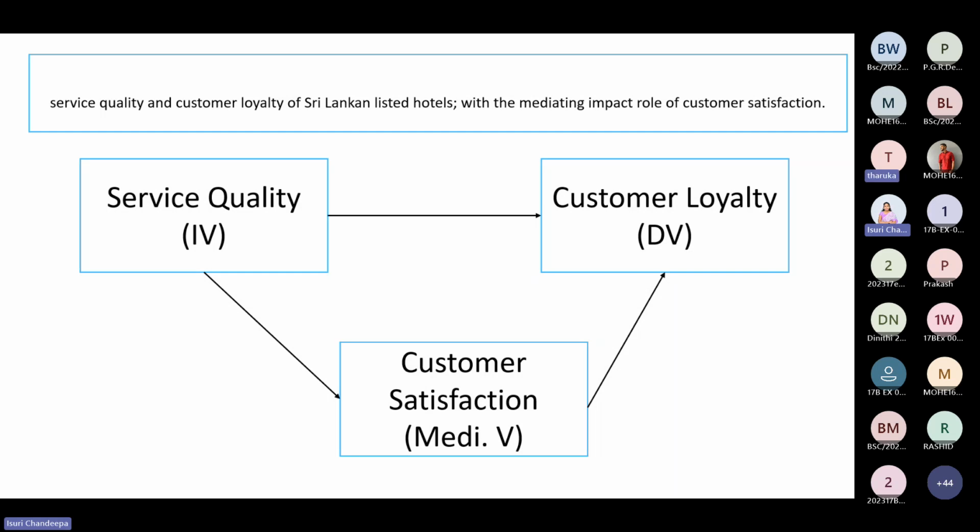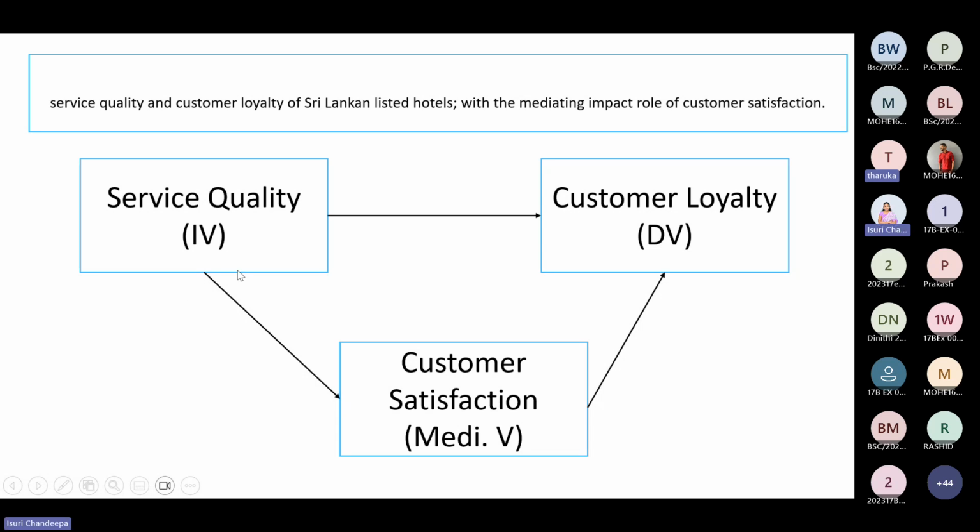If we further explain the second question, what we are going to test is, first, this arrow. What does this arrow represent? Is there an impact of service quality towards customer satisfaction? The second one: once you become a satisfied customer, does it create a loyal customer? This is the second arrow.